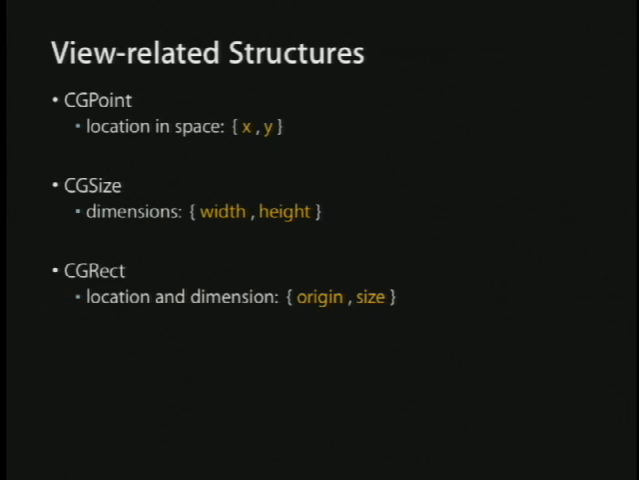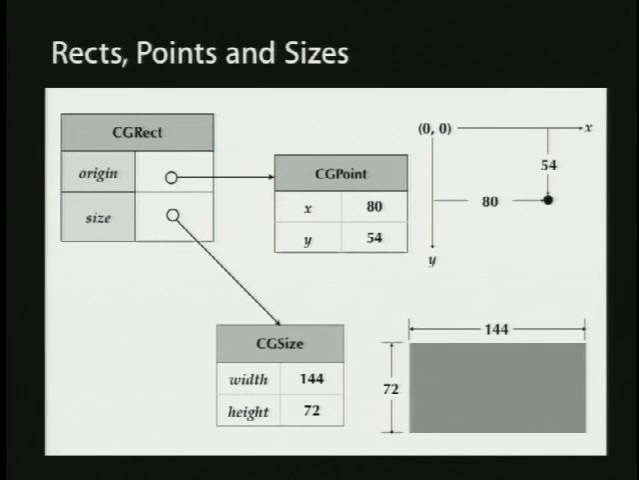CGSize defines a size, a width and a height. And CGRect combines a point and a size together. So a CGRect is a struct that contains both a CGPoint and a CGSize. So it actually has 4 float values, an x, a y, a width, and a height. And we'll see what we're going to use those for in a second. But visually what that looks like is this. We've got a CGRect, which is composed of, as we just said, an origin and a size. The origin is a CGPoint, and the size is a CGSize. So in this case, we have a rect that is positioned at 80, 54, and its size is 144 by 72. So those are the three structs that we'll be seeing a lot. That's what they look like.